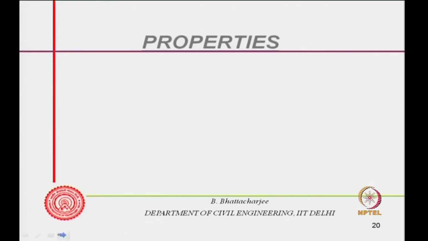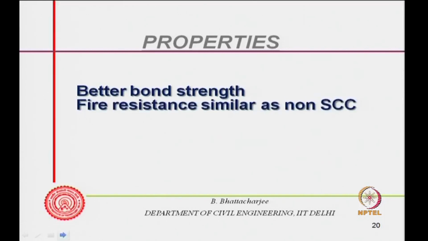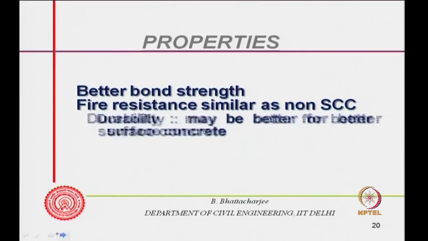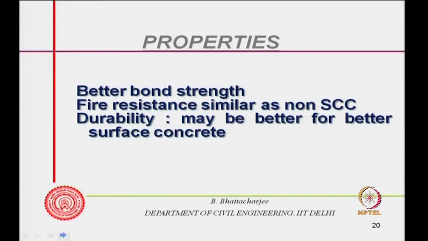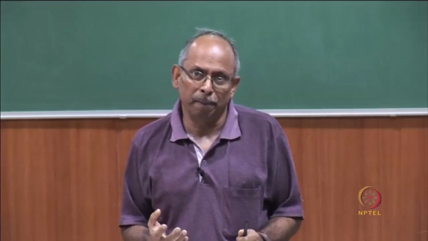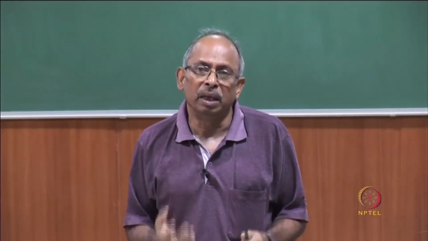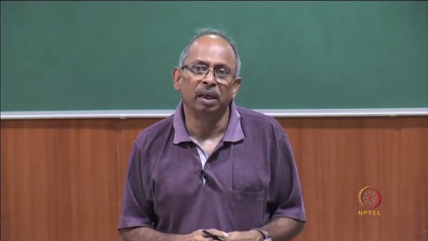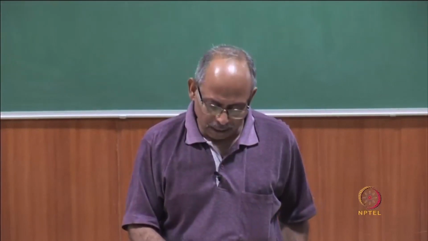So, better bond strength, more paste could give you better bond strength with the steel. Fire resistance will be similar to non self compacting concrete, and durability may be slightly better because of the better surface concrete. Since the surface may be better, it may lead to better durability, because we have seen that durability is related to near surface concrete, and therefore, this may be slightly better.